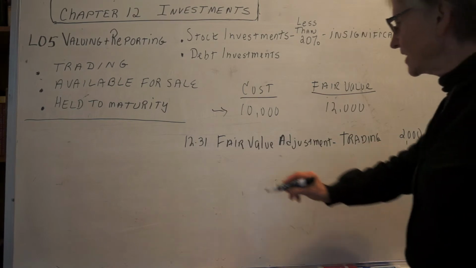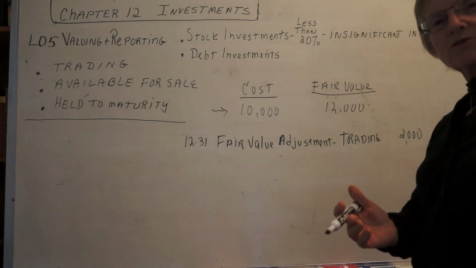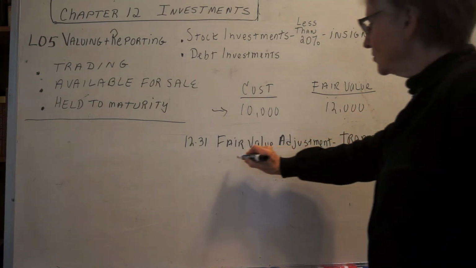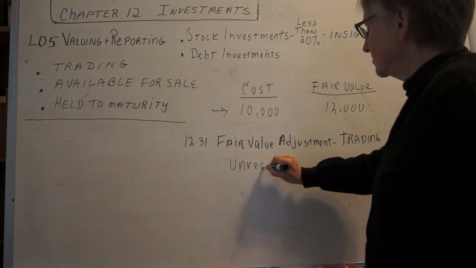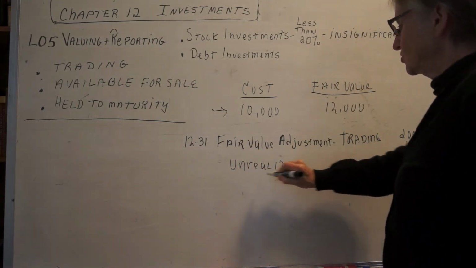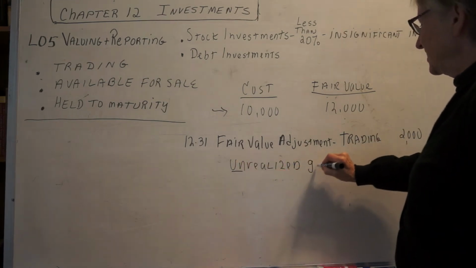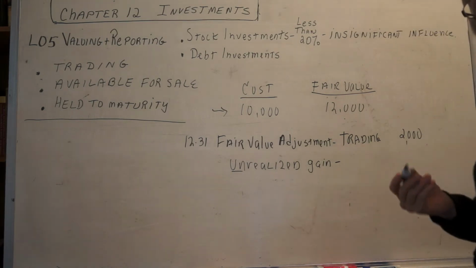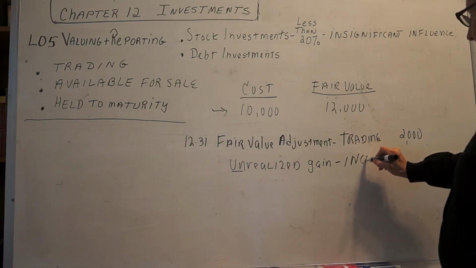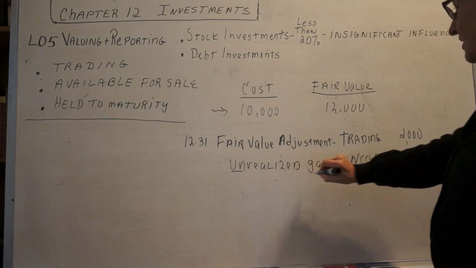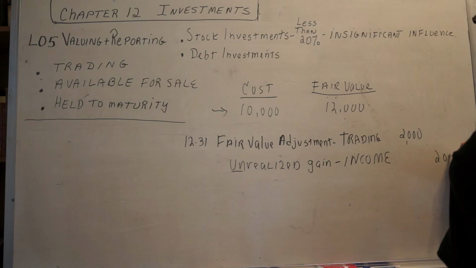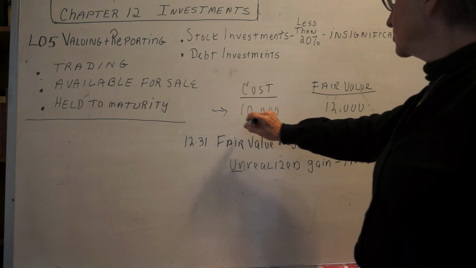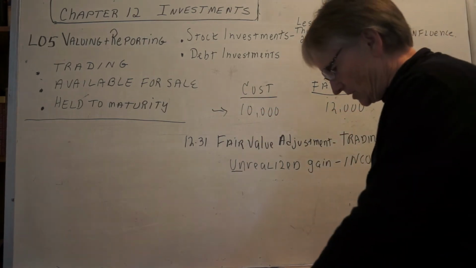Okay, so now we have another side to this, and we haven't sold these securities yet, but we're better off. So what we have is an unrealized gain. It's unrealized because we haven't sold it. So make sure you put the "un" in there. And it's a gain because we're better off. And then it's where we report it. Even though we haven't sold these, we report them on the income statement. So we say unrealized gain income, $2,000. And that's our journal entry to adjust our trading securities from cost to their current fair value.